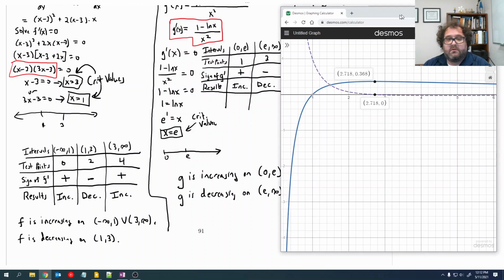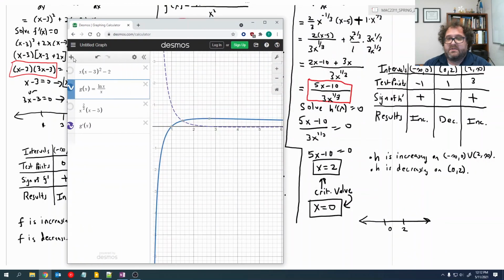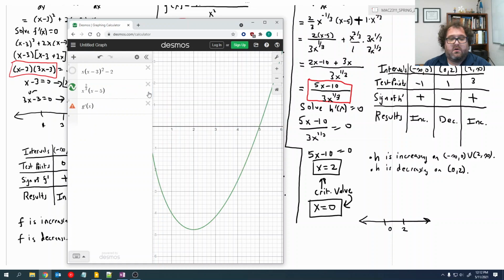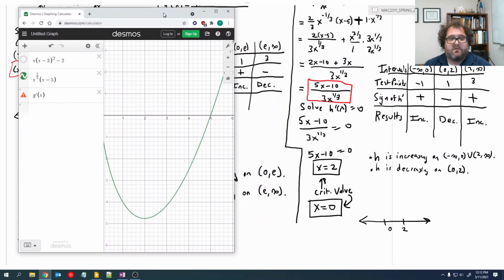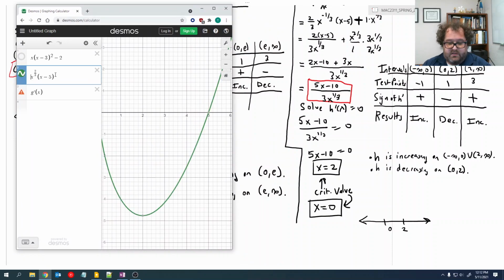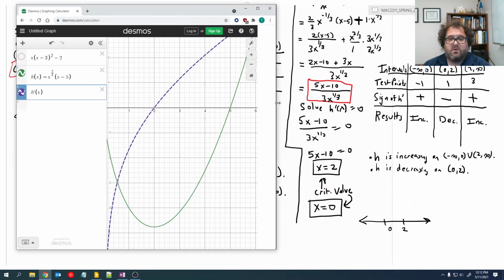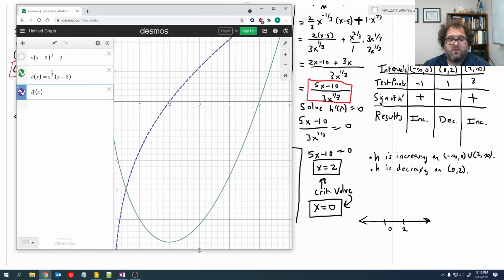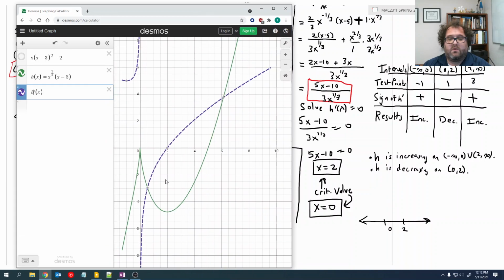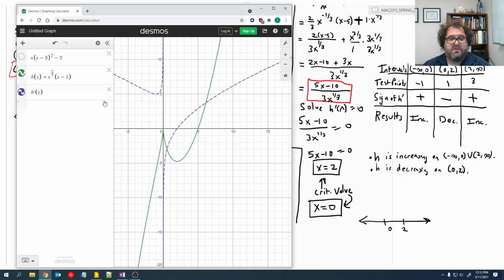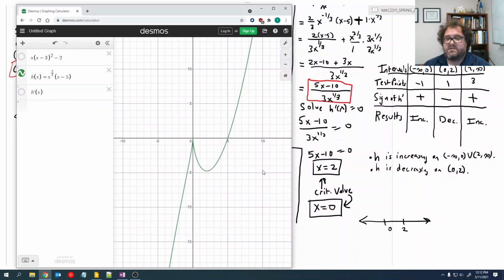Okay, last one was the one with the radical in it. Let's see here. Let's call that h, and then we'll graph the derivative too. Okay, let's turn the derivative off. That's kind of crazy. There is the graph of h. And what did we figure out?